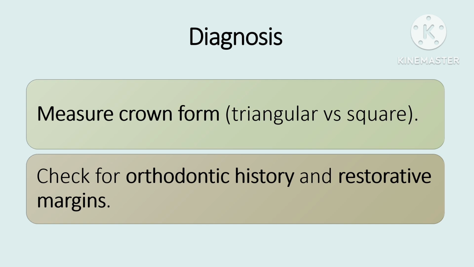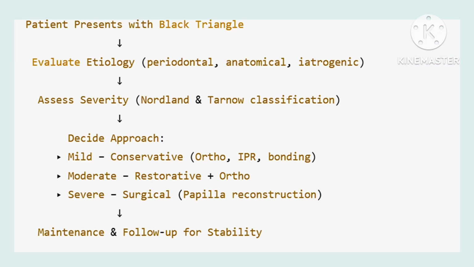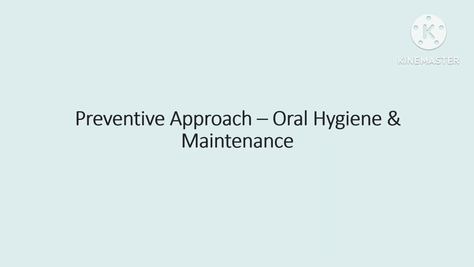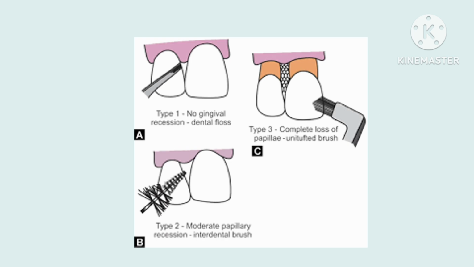Management of black triangles and loss of interdental papilla requires a multidisciplinary approach. The management requires non-surgical and surgical methods. Non-surgical methods preserve or mask the papilla without incision, and surgical methods reshape or reconstruct tissue through flaps or grafts. Prevention is the first step. Soft-bristled toothbrushes, floss, and properly sized interdental brushes help maintain papilla and prevent trauma-induced loss.